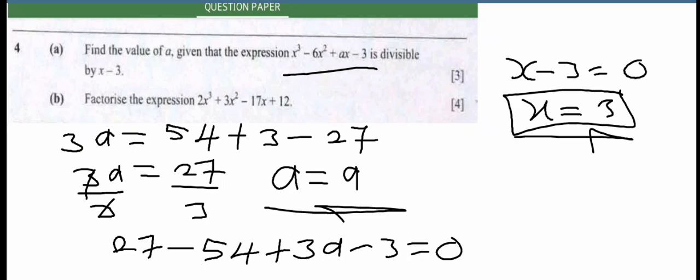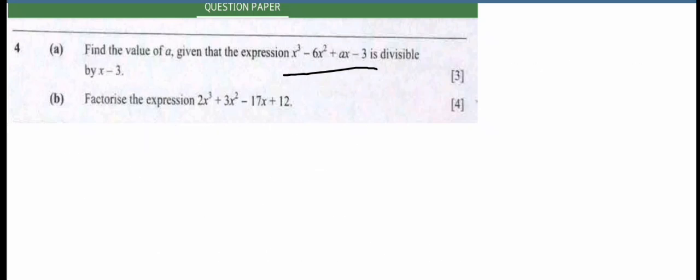Let's try to answer question B. Question B is saying factorize the expression 2x^3 plus 3x^2 minus 7x plus 12 for max. To factorize this one, the first thing we need to do is find the factors of this number here, which is 2. So let's find the factors of 2. The factors of 2, we are going to call them q.